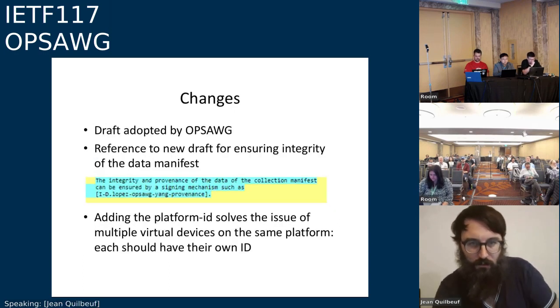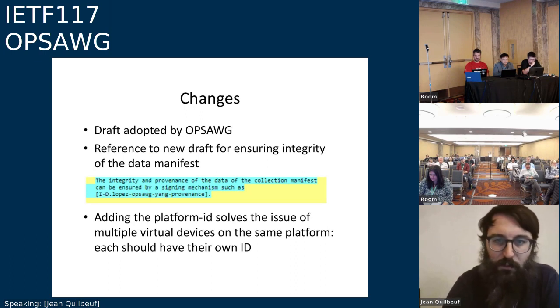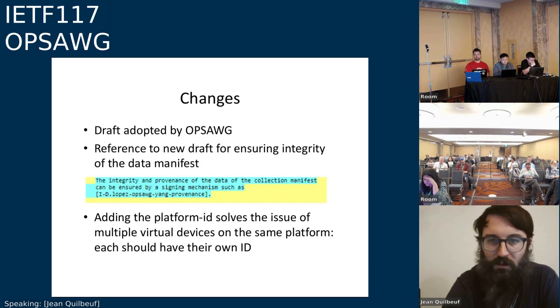So the changes since the last presentation: the draft has been adopted by the working group. Not much change on this draft itself. There is the draft that Diego will present just after, which is about ensuring the integrity of the data manifest. So this is the main notable change, let's say, in the draft. And also we have closed some of the open questions that we had, such as the issue of having multiple virtual devices on the same platform. We have introduced this platform ID, which would allow to distinguish between the different virtual devices on that platform.